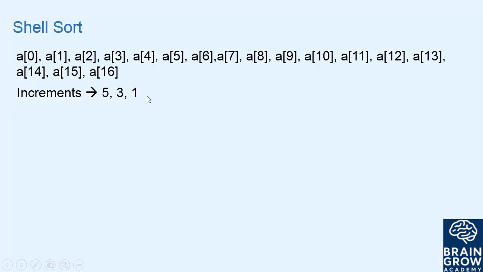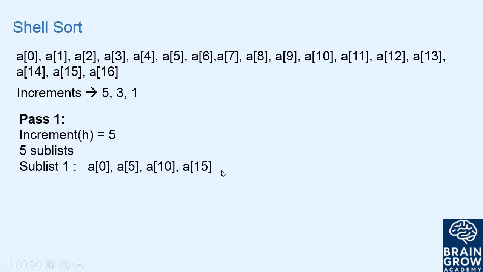The value of increments that we have taken are 5, 3 and 1. So we'll have 3 passes. In first pass increment will be 5, in second pass increment will be 3, and in third pass increment will be 1. Now in pass 1 increment is 5, so we'll make 5 sublists.